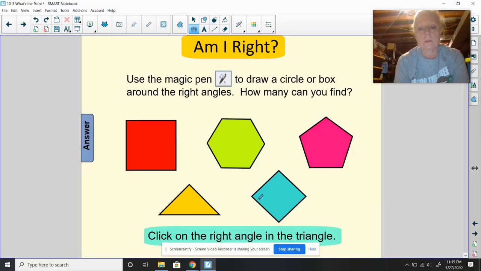This is a rhombus. All we've done is taken a square and tipped it. So here we also have 1, 2, 3, 4 right angles. If I count up all the right angles, I have 4 here, 4 here, that's 8, 1 here. You should have 9 right angles. Check my answer.